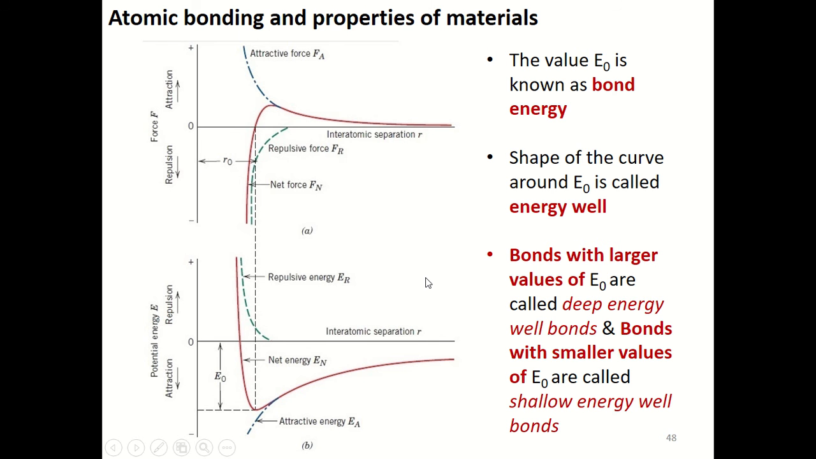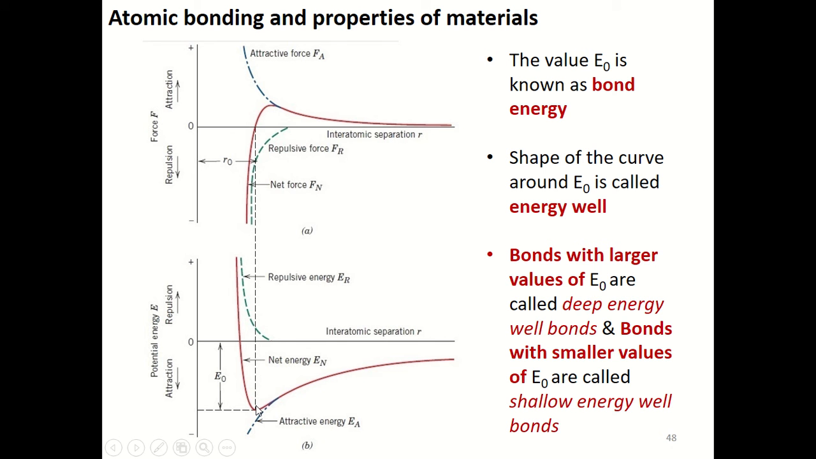So if you observe this diagram, the net energy curve has a trough, or it is called a well, around its minimum value. This minimum value I marked as E0. That is called the bond energy. The value E0 is known as the bond energy.